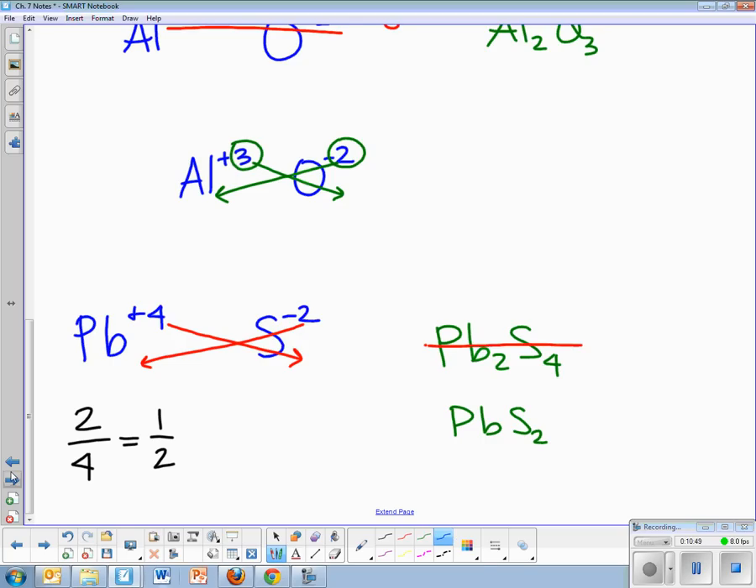So if you did it the other way we were doing it, if you looked at these two and asked what they add up to get to 0, you have to multiply this times 2 to get your formula. So PbS2 is the correct answer. Okay.